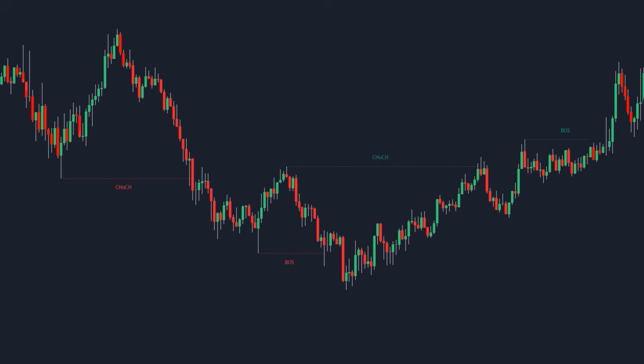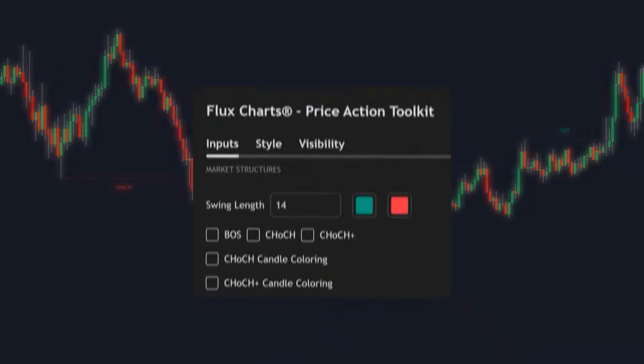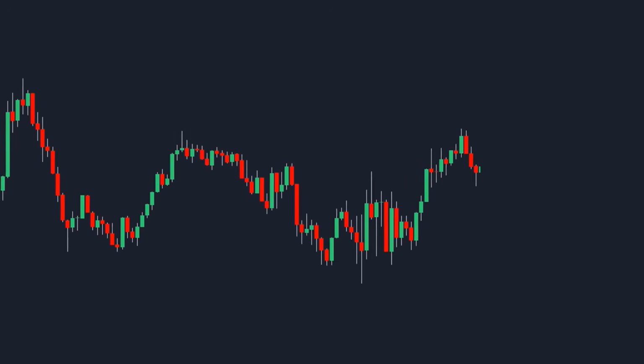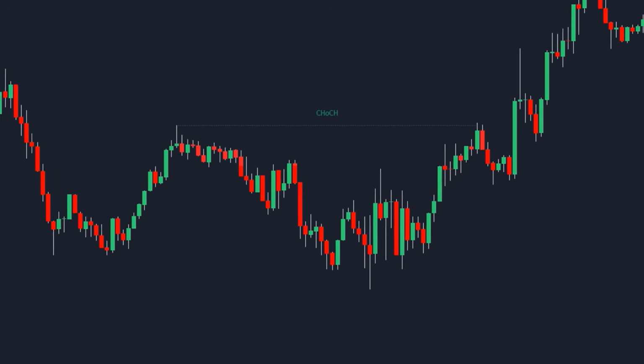Let's start with the most important piece, market structure. This is how naked price action really moves. The toolkit automatically identifies the three most important types of market structure: change of character, break of structure, and change of character plus. A change of character, or CHoCH, is the first sign that the trend is flipping.